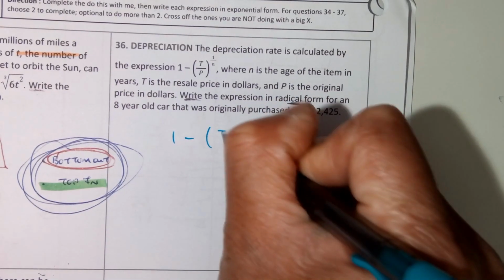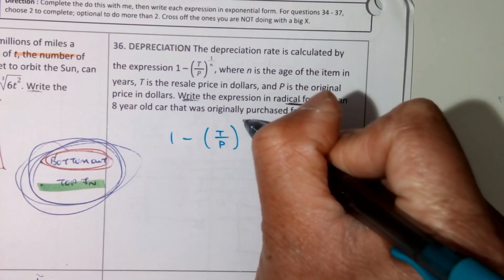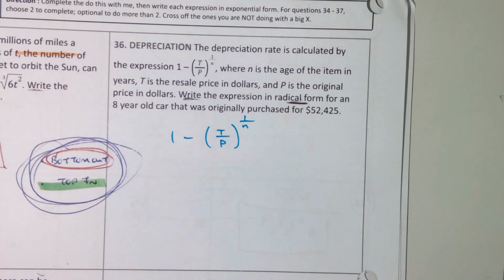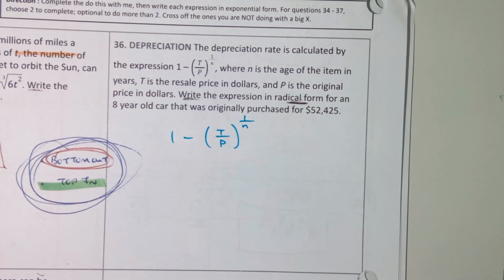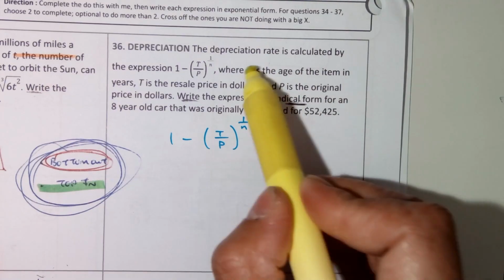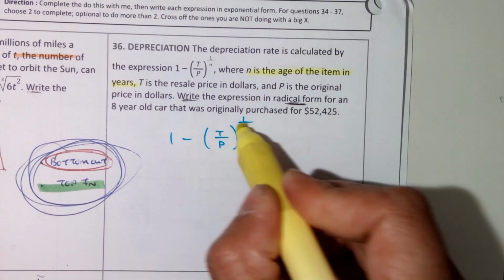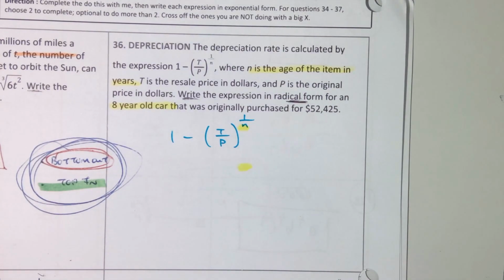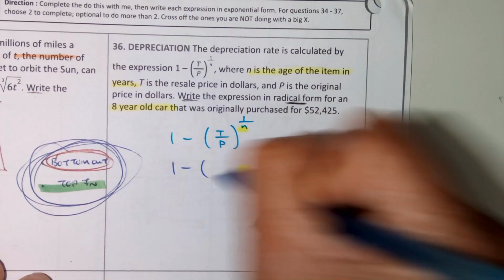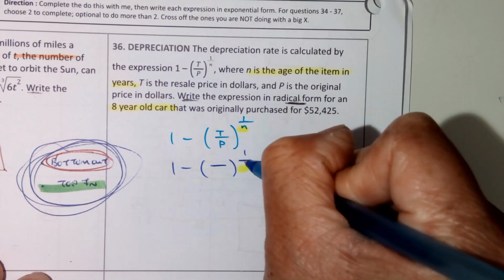Alright, number 36 here, let's go ahead and just write the expression down. 1 minus t over p to the 1 over n. Read the problem multiple times, try to get some hints out of here. Okay, so we know that n is the age of the item in years, and then you can also see that this problem has a substitution for that value for n. So n is equal to 8. 1 over 8.